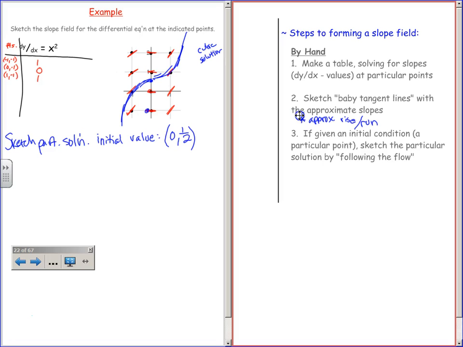If given an initial condition, which is what you saw me on the other side do in blue, there was a point that was supposed to be marked 0, 1/2. Sketch the particular solution by following the flow.